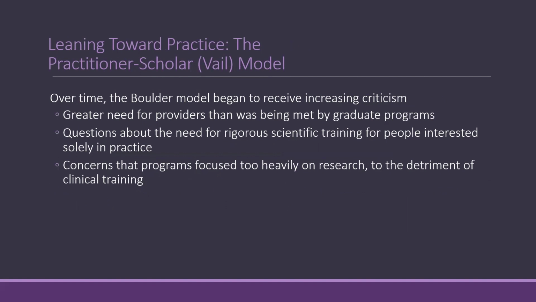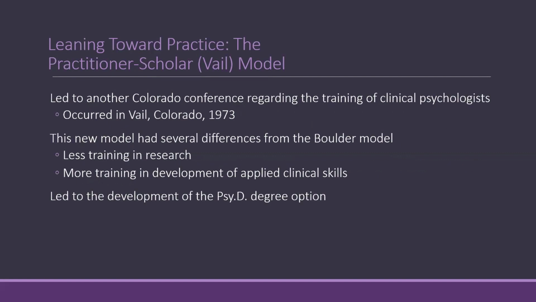So over time, the Boulder model began to receive some criticisms. It was noted that there was a much greater need for providers than was being met by graduate programs. To get a PhD, it takes several years. Each student has to develop a novel dissertation topic. There's a lot of research involved. And so they're saying, it's taking too long. We're not getting enough providers in the community. And there's also this question of, if somebody just wants to be a practice-oriented clinical psychologist, why do they need to get all of this research training? Again, it's not an efficient way to produce clinical psychologists.